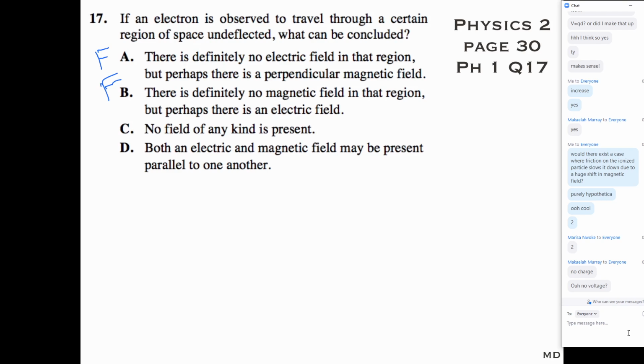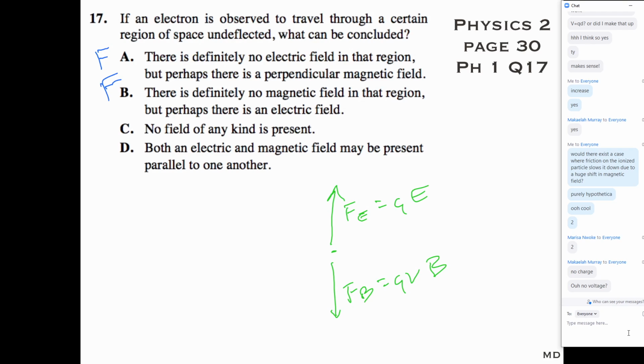Okay, so if I have only two choices left, all I know is, if it's undeflected, there's no net force, meaning force up equals force down. So if there's no field of any kind, you would have force up equals 0, force down equals 0. That would be one explanation. But could it be electric and magnetic forces like this? So could it be the electric force is up and the magnetic force is down? This equals qvB. This equals qE. Could it be that these two are equal, like somebody just said? Would that explain it?